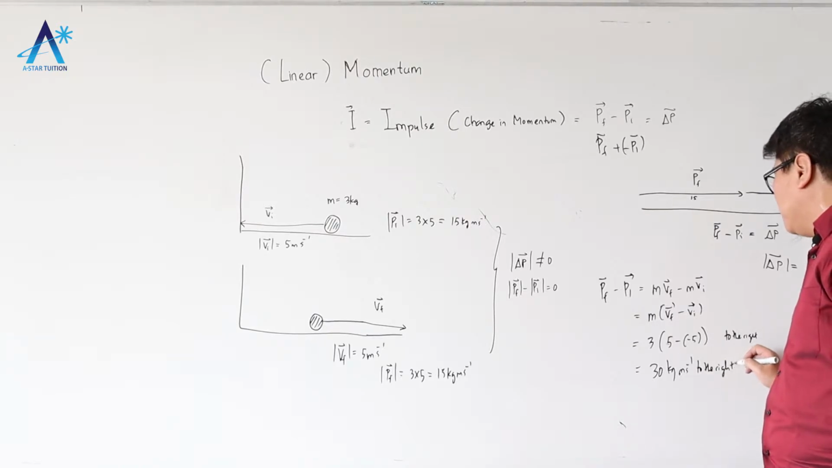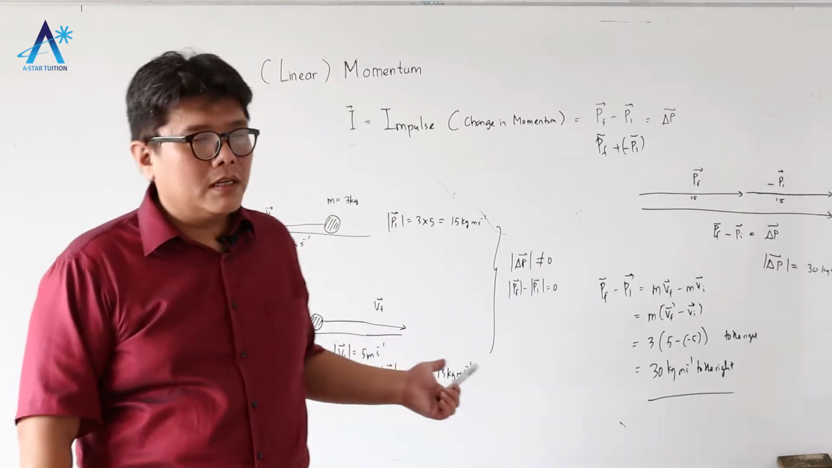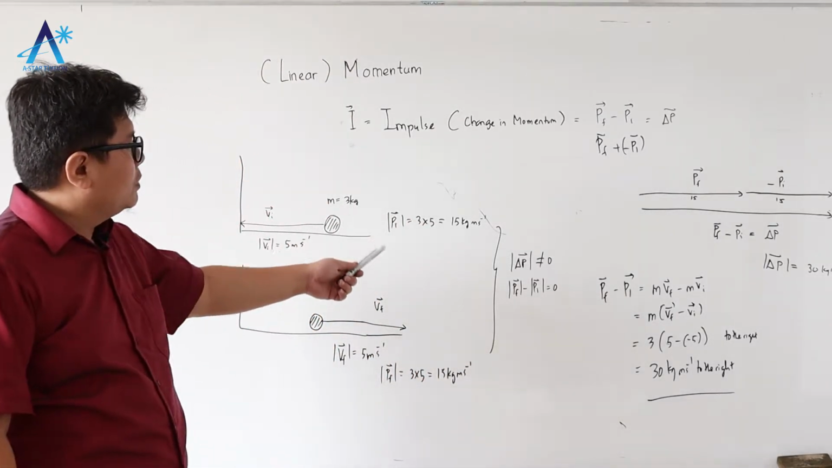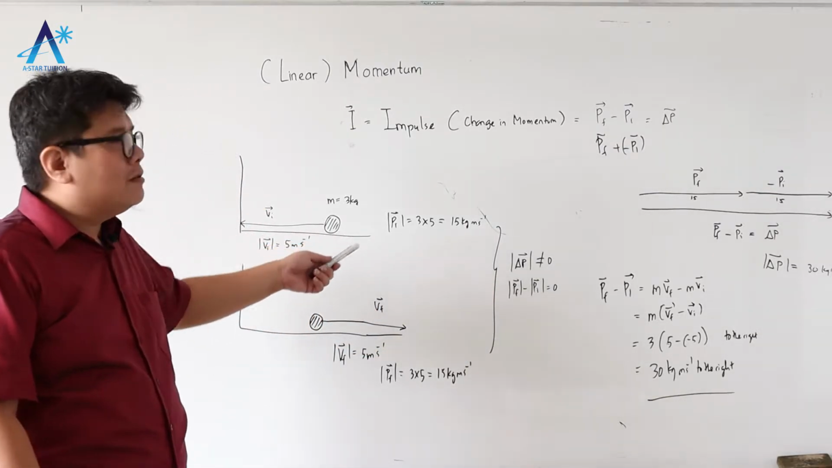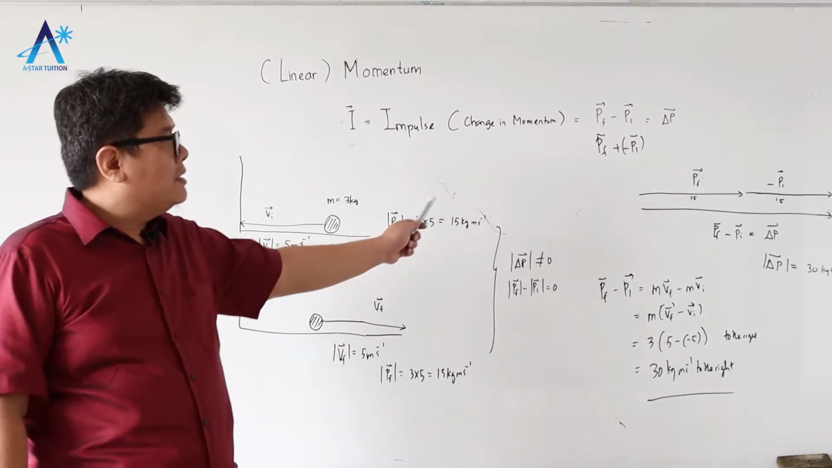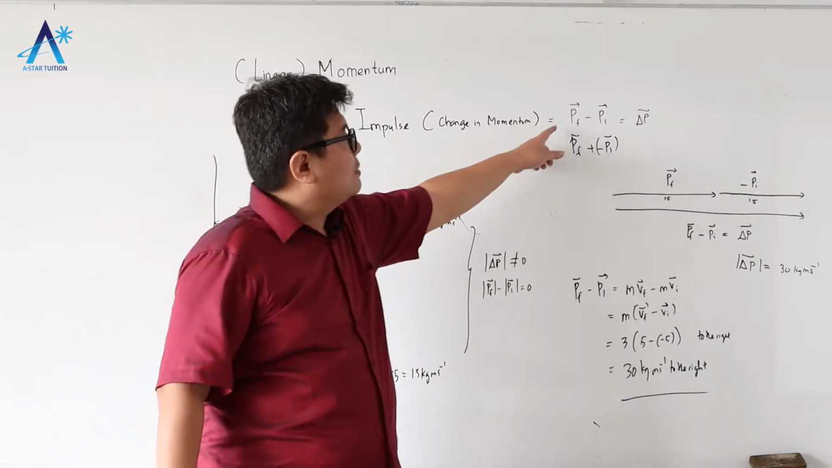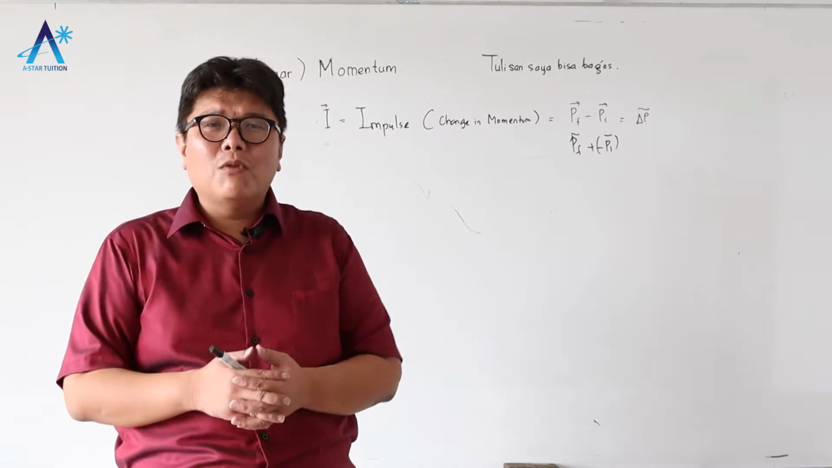So I hope you pay attention to this case, where the change in momentum cannot be zero just because the magnitude doesn't change. We have to look at the direction, because remember, this is a vector addition, or in this case a vector subtraction. Next, we want to discuss what causes a change in momentum.